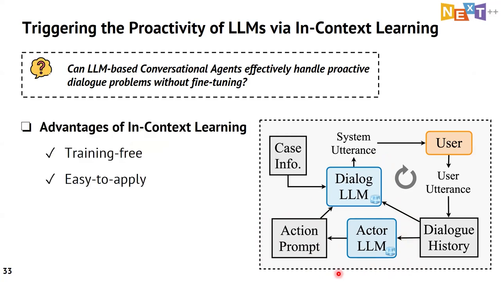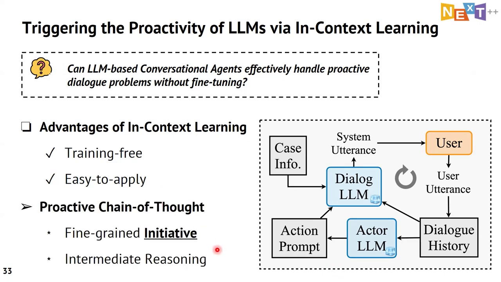And there are actually two advantages of in-context learning for triggering the proactivity of LLMs. The first one is that it is training free, because we do not need to fine-tune the large language model with some data. And also it is very easy to apply. We can apply this kind of in-context learning approach to different kinds of applications of proactive dialogue problems. And in the following, I will introduce the work that proposed a proactive chain-of-thought prompting scheme to trigger the proactivity of LLMs through in-context learning, which enables the LLMs to take fine-grained initiative behaviors and also conduct intermediate reasoning to achieve the long-term goal.